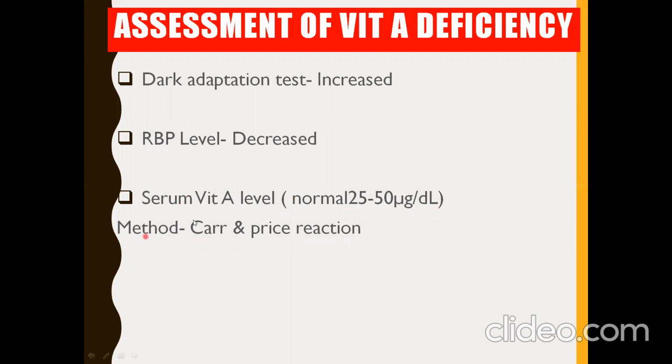The method of estimation is by the Carr and Price reaction, in which the vitamin A is extracted with chloroform, and it binds with antimony trichloride to form a blue color complex. The final color complex is unstable, and hence it has to be immediately measured spectrophotometrically at 325 nanometer.